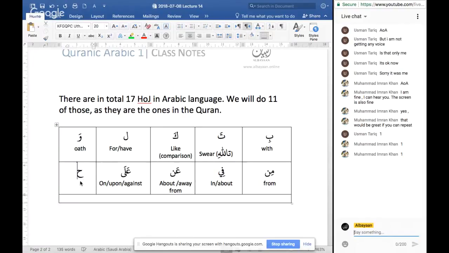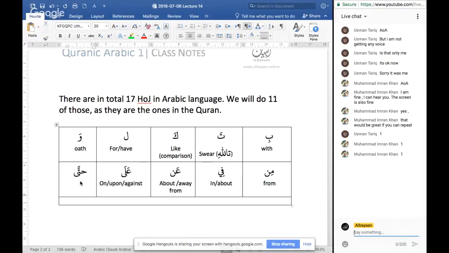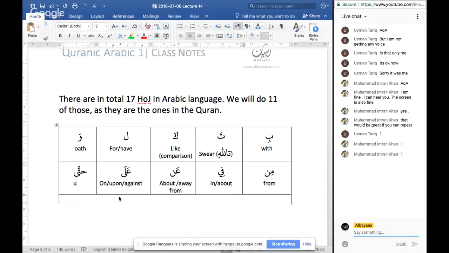And then the 10th one and the second last one is very easy. It's hatta. You probably already know it. Hatta means until. Whenever you see these hurufs, there is going to be an ism after them, which is going to be in the jar state.